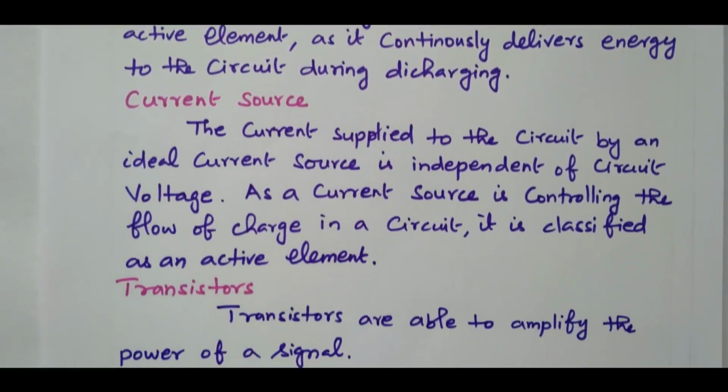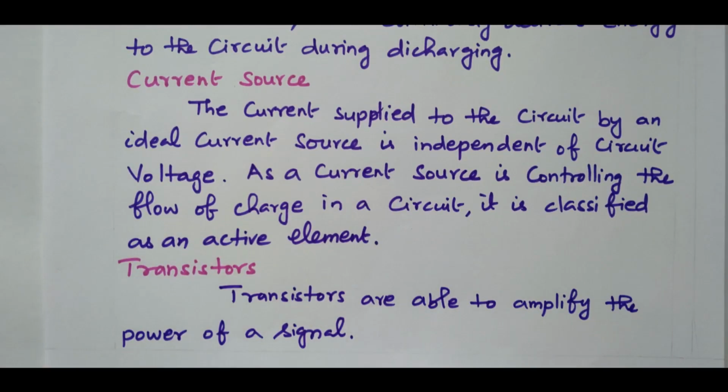Then the transistor. Transistors are able to amplify the power of the signal, so it is also called an active component. The transistor is one of the main components in amplifiers. So transistors are able to amplify the power, so they are called active elements.